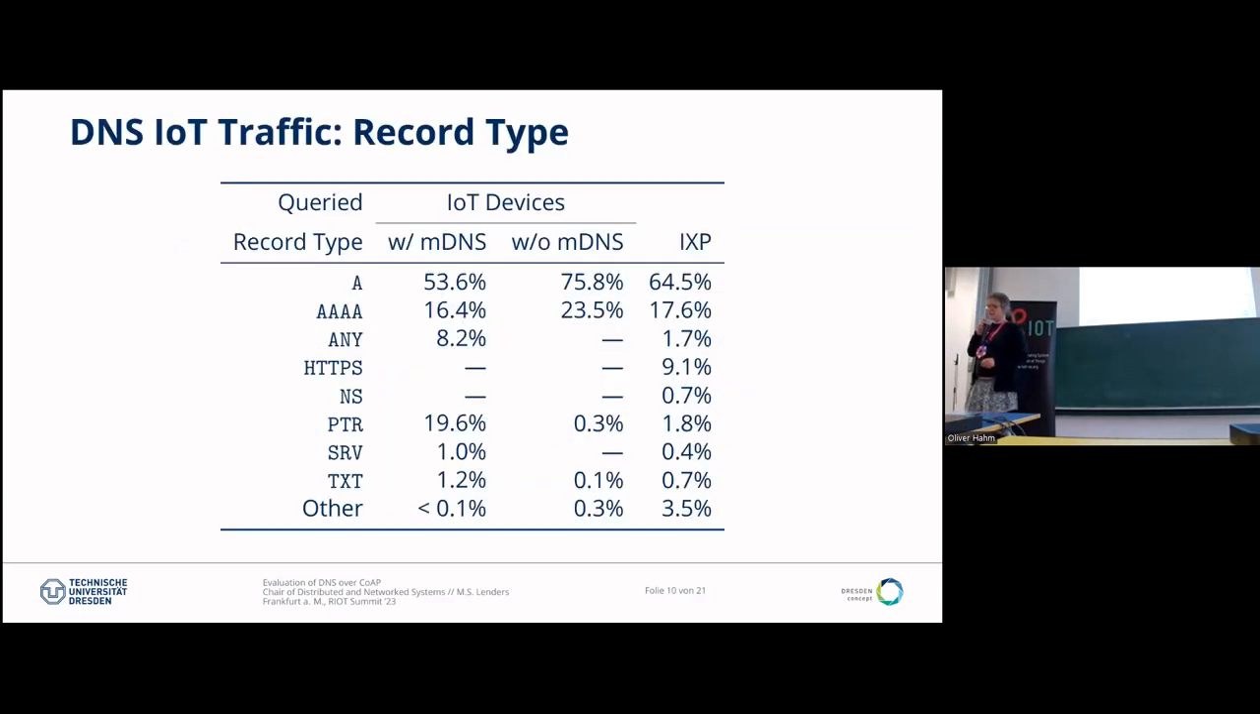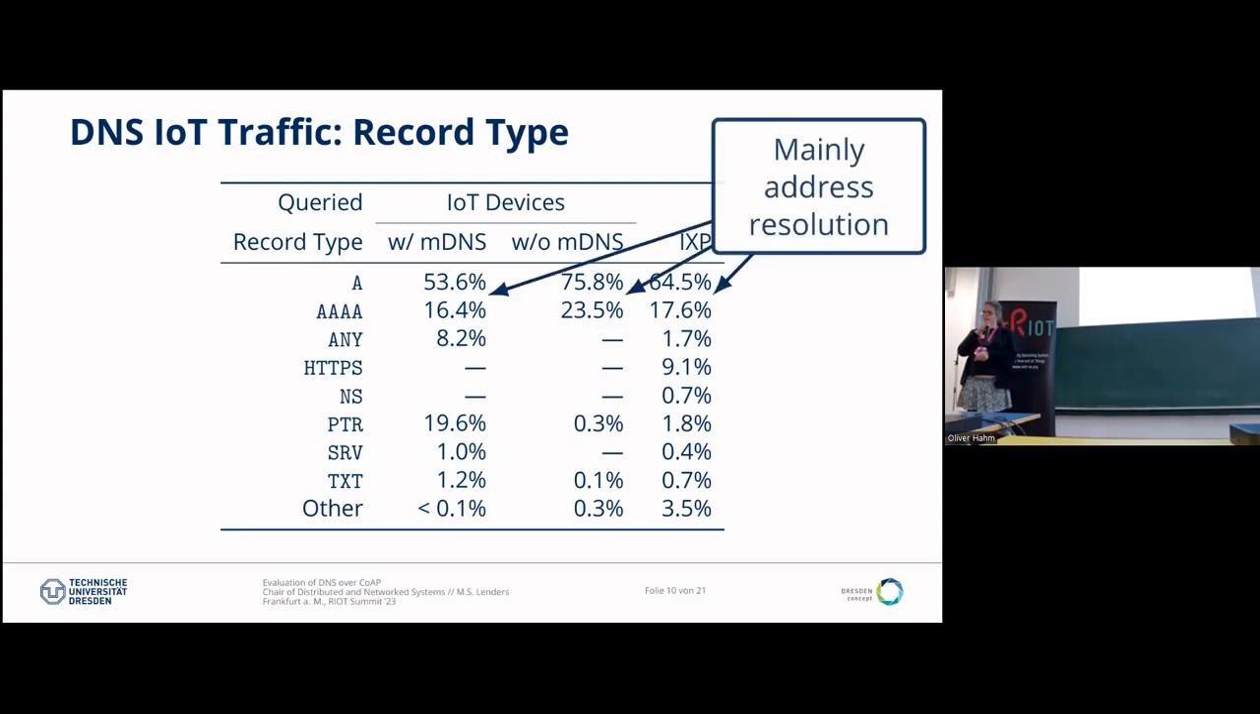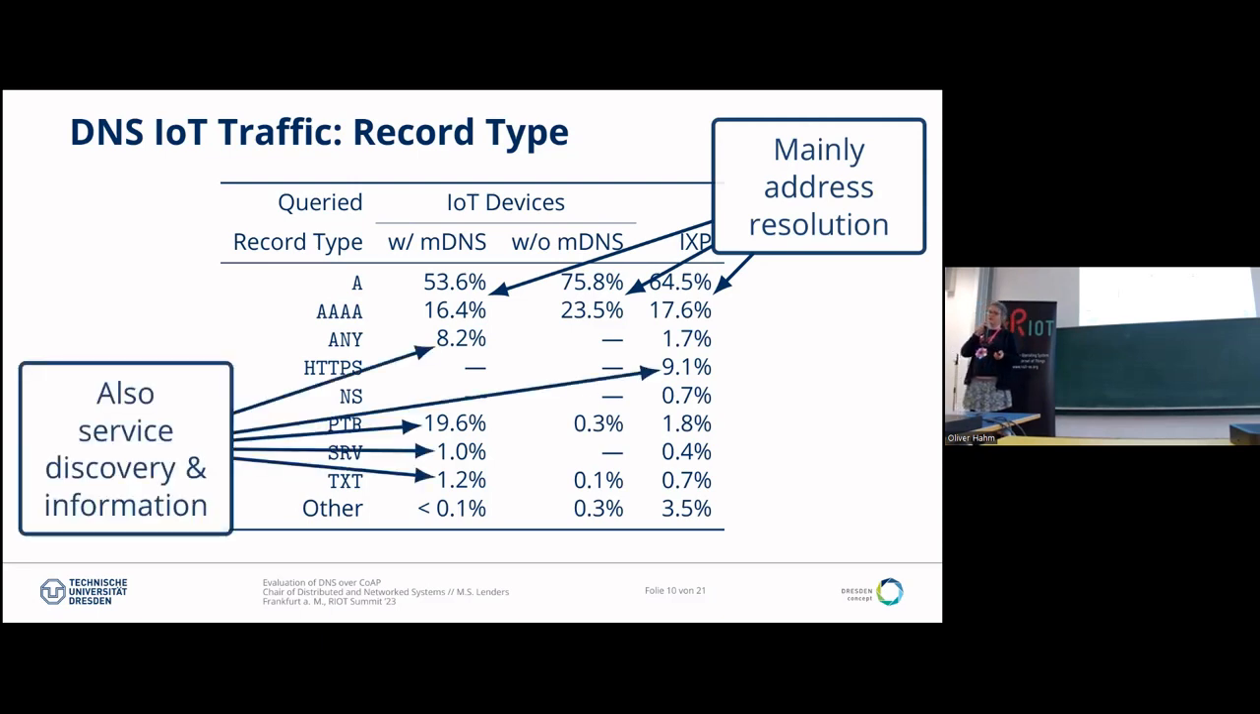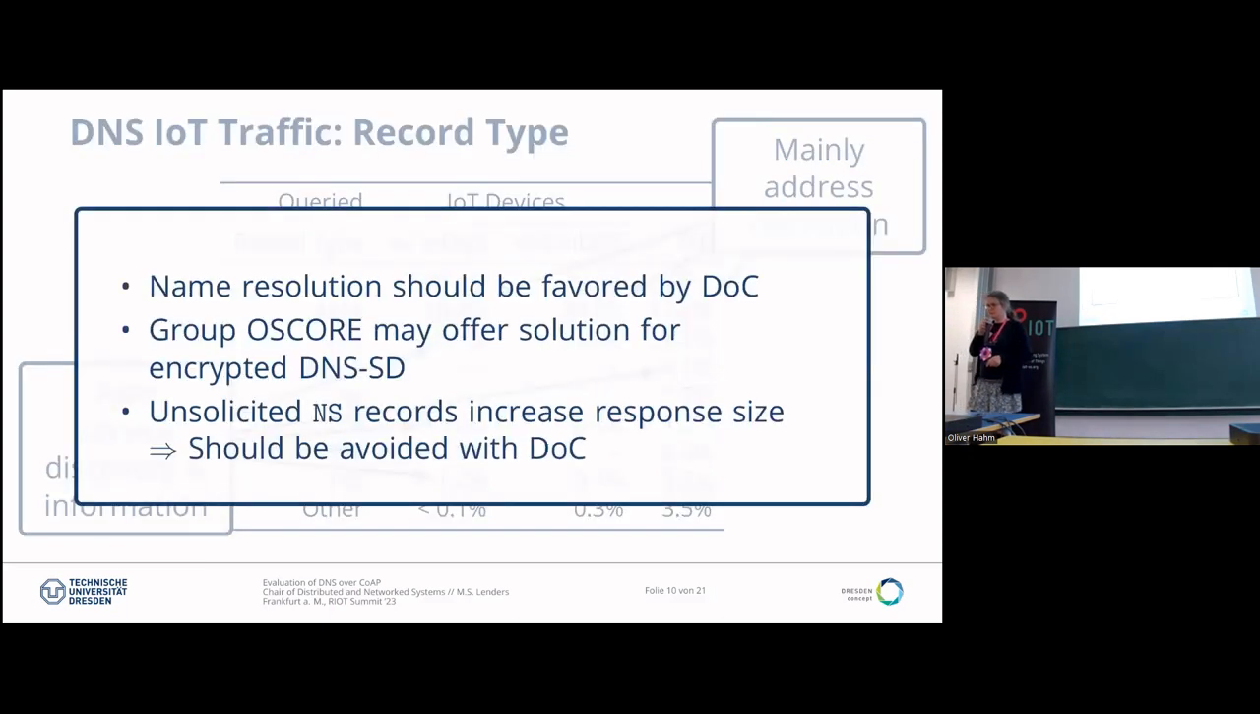And if you look at the record types, we see first that both in the IXP and the IoT data, we have mainly address resolution going on, which I think for most people is not surprising. But we also have some service discovery and information being sent, namely the typical records that are normally associated with mDNS or DNS-SD, and some records that are these newer HTTPS records, which basically give information where to find the HTTPS information for HTTPS connections. So the main resolution should be favored by DNS over CoAP, and maybe for some future design choices, we can even use group OSCORE for some encrypted DNS service discovery.